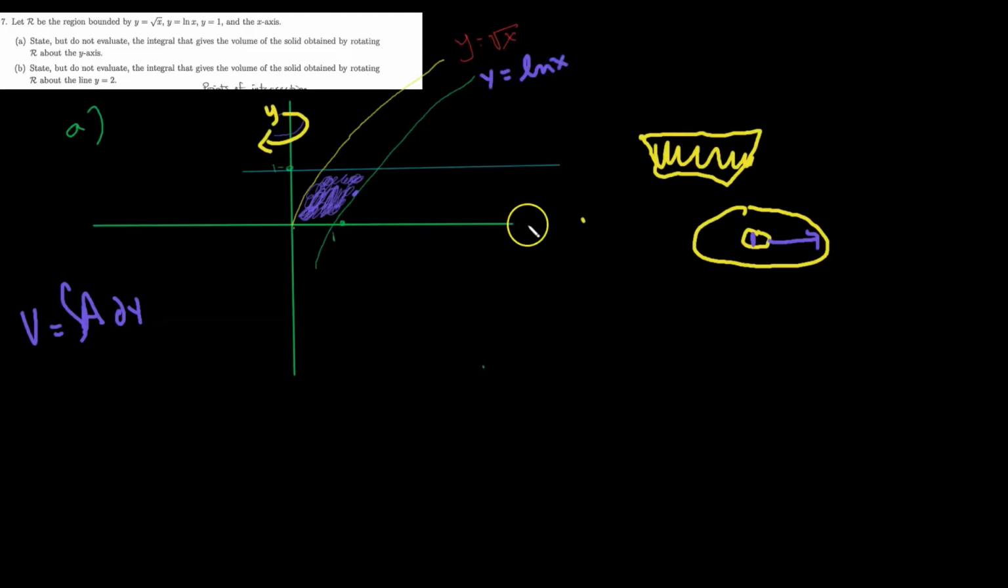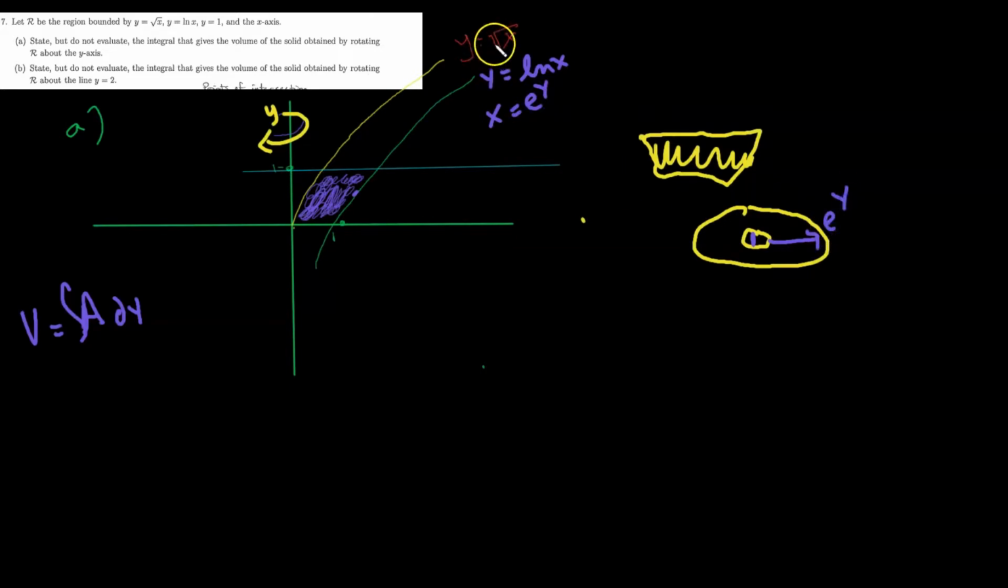But the radius is not ln x. It's got to be in terms of y, because the radius is in the x direction. So if we rewrite this in terms of y, we get x equals e to the y. So that's our radius, our outer radius, e to the y.